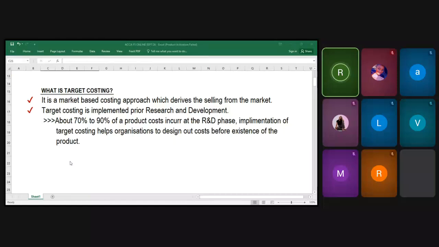If you happen to have a question, please just feel free to unmute yourself and interject.